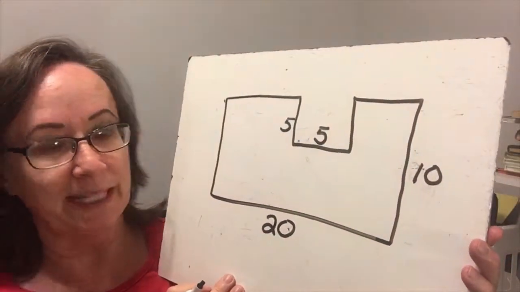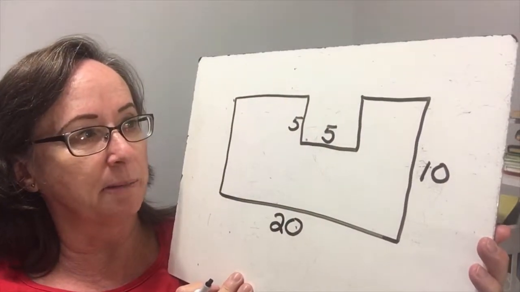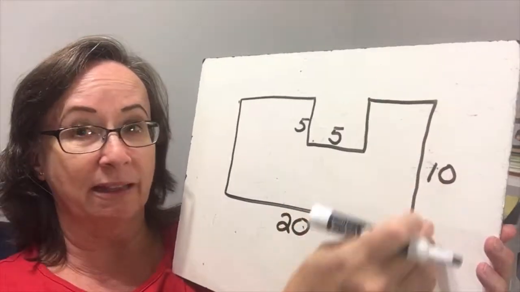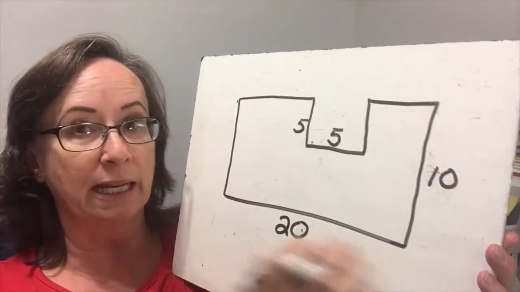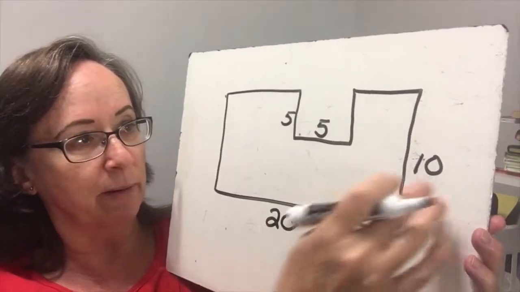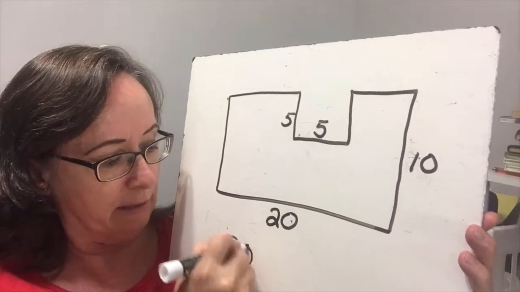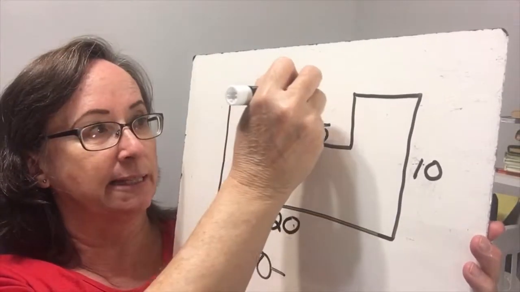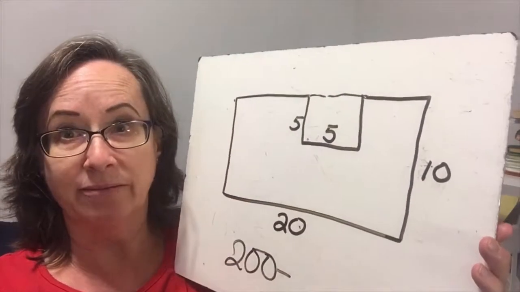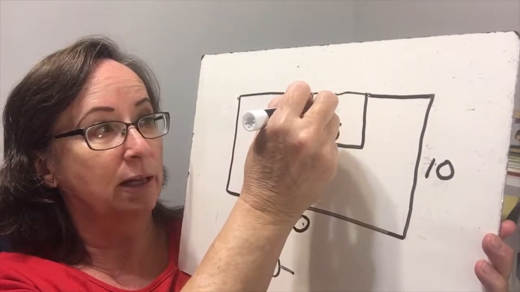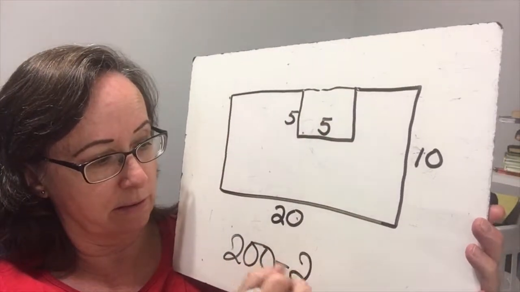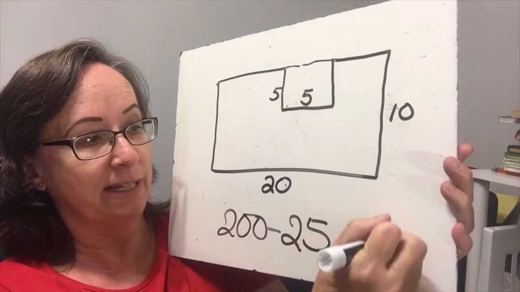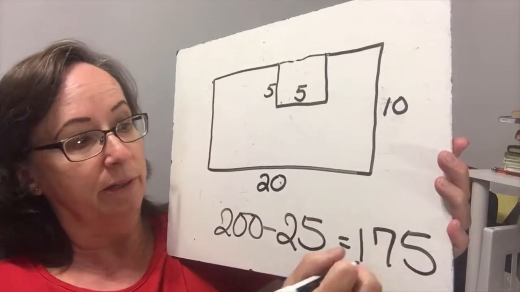Okay, so first of all, we really don't have to find much of anything, do we? Because we already know the height of the big rectangle. We know the length of the big rectangle. So the big rectangle is 10 times 20, or 200. The little rectangle, the piece of cake that somebody has eaten, is 5 by 5. So this one is 25. And 200, take away 25, is 175 square units.